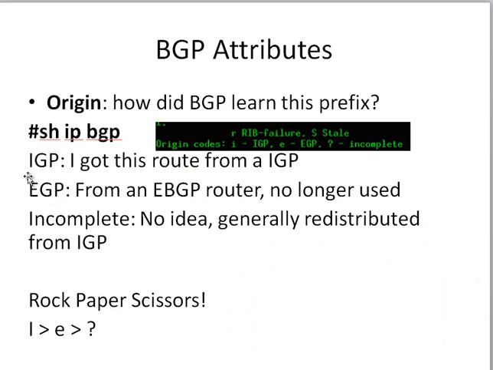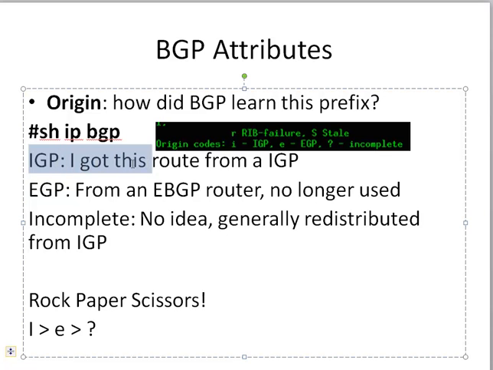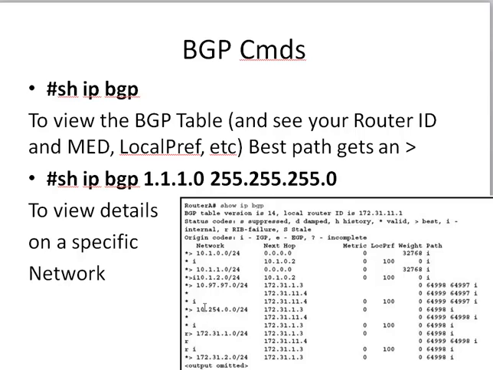But generally, for the most part, you'll just see either an I or a question mark. I will stand for, I learned this from a route from an interior gateway protocol. As you can see down here, I have a few I's over here for these particular prefixes.